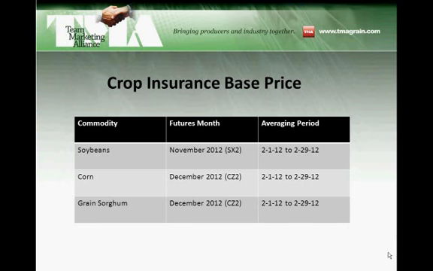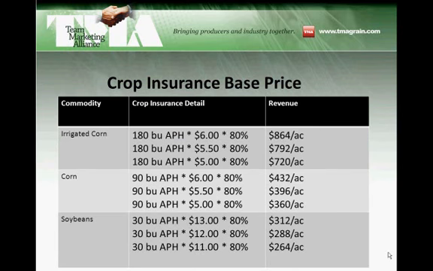So today what we want to visit about is a little bit of a call to action on your crop insurance, but more than that, which is managing your overall revenue picture. As most of you know, the crop insurance base price will be set during the average of the respective futures for the month of February. For example, on soybeans, it's the average of the November of 2012 soybean futures over the month of February. And you can see for corn and grain sorghum, I've listed those out as well.